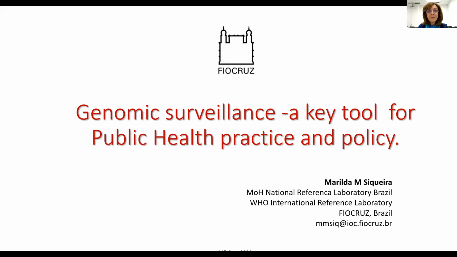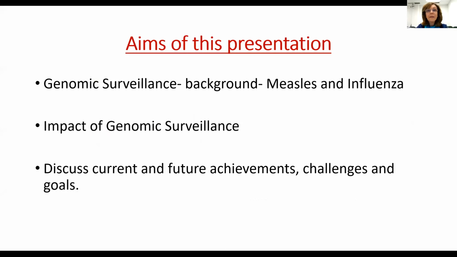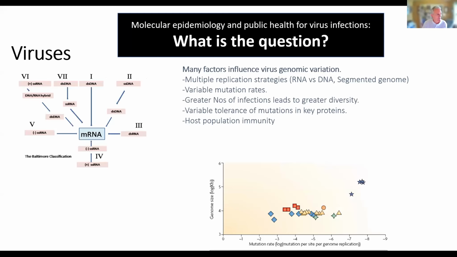My talk will be more practical about this genomic surveillance, and the topics of my presentation will be as a background for this genomic surveillance. I will talk a little bit about measles and influenza, which are two powerful programs worldwide, and how this program gets also the impact of this genomic surveillance in different strategies that we can use for public health, and discuss current and future achievements, challenges, and goals. So one important question that we need to ask when we are using genomics and surveillance is, what is the question?